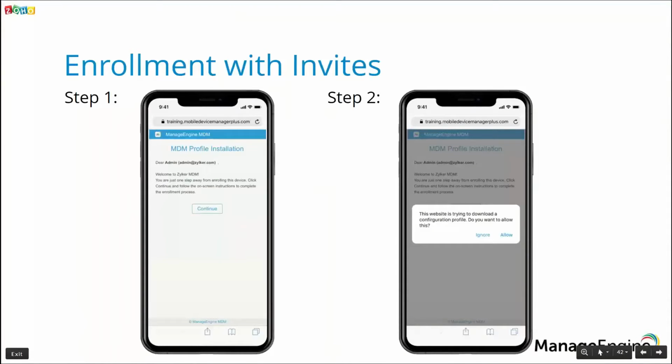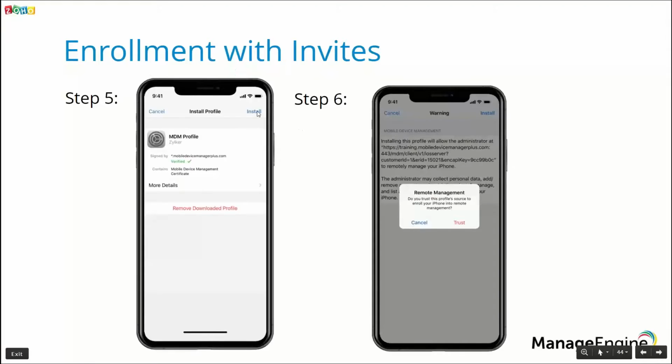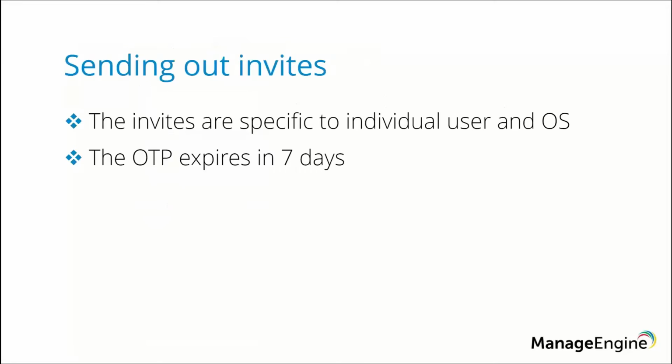So when the user scans the QR code or accesses the enrollment URL, the MDM profile will get downloaded. After it is downloaded, the end user needs to open the device, move to the Settings app, and install the downloaded profile manually and trust the MDM certificate, which will complete the enrollment procedure. So once that is done, the device will get enrolled into MDM.